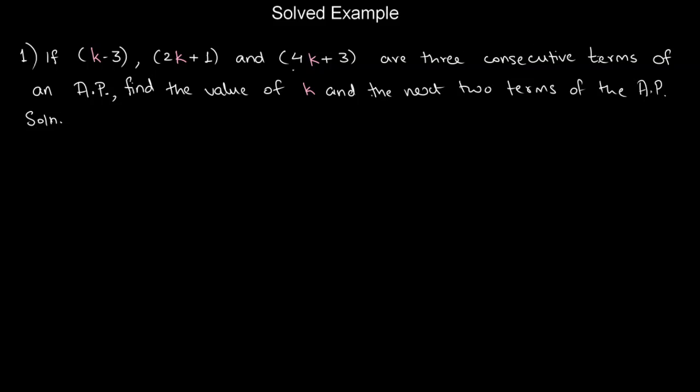If k minus 3, 2k plus 1 and 4k plus 3 are three consecutive terms of an arithmetic progression, find the value of k and the next two terms of the AP. Right, so they've given us three terms and they've told us that they are in an arithmetic progression.